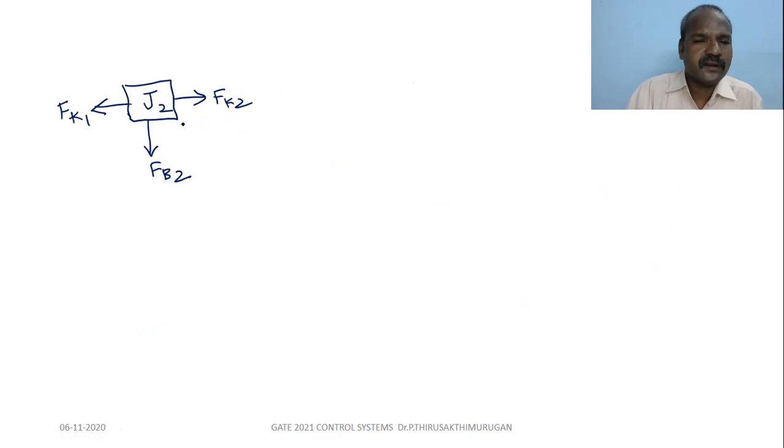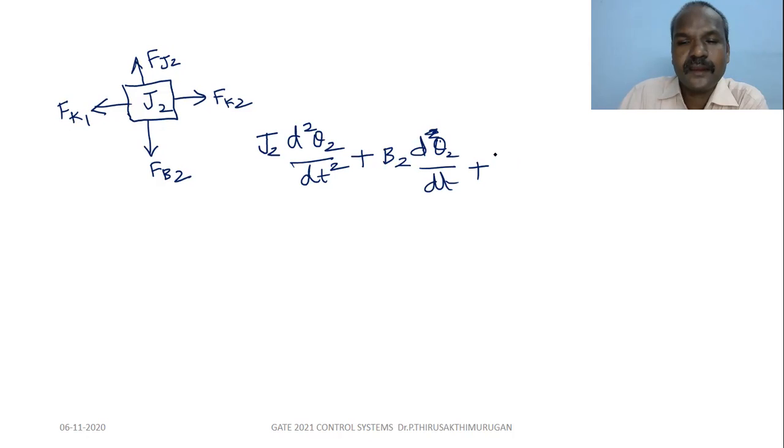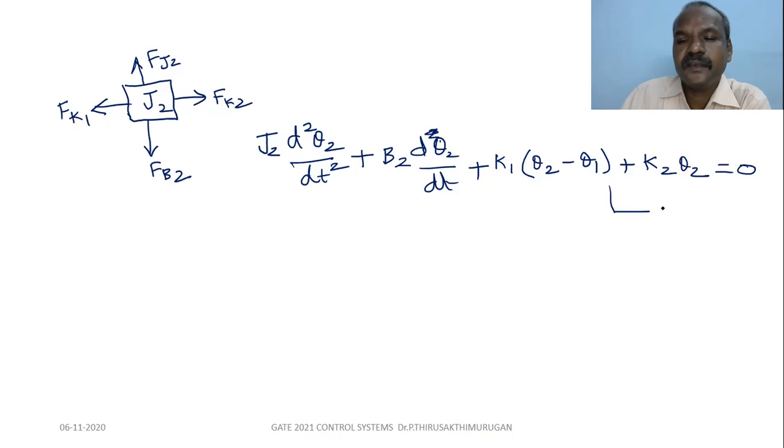Okay, so what is the force acting on the J2? So then force due to J2, J2 d square theta 2 divided by dt square, plus B2 d theta 2 by dt, plus what is due to Fk1, K1 of theta 2 minus theta 1, plus K2 theta 2 equal to 0. This is equation number 2.